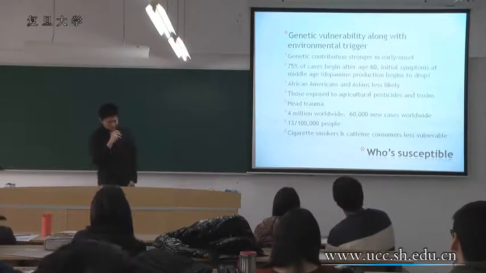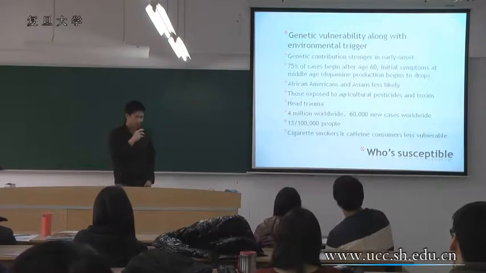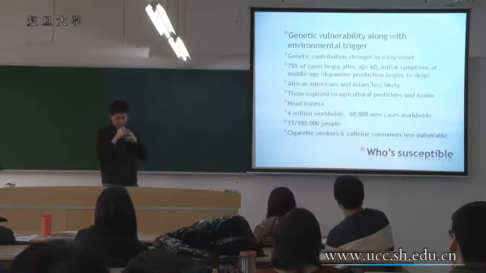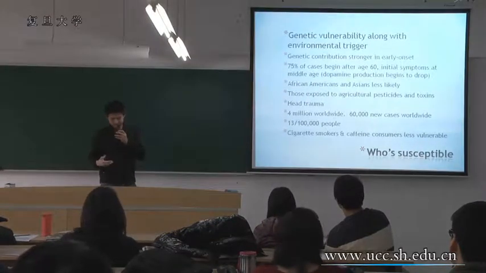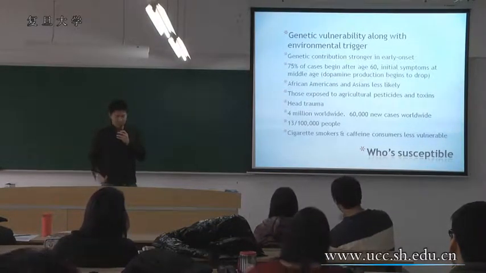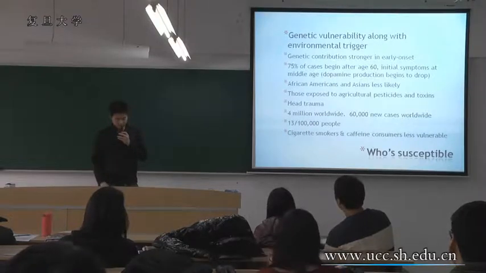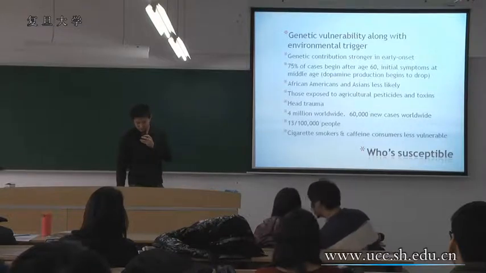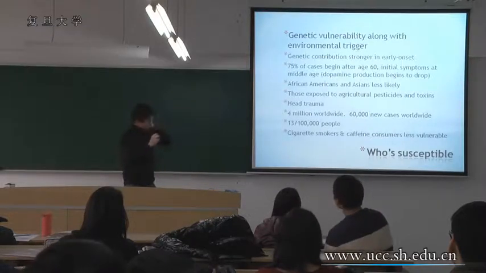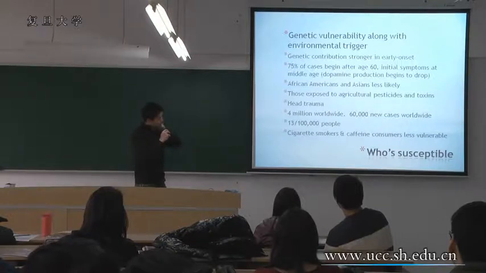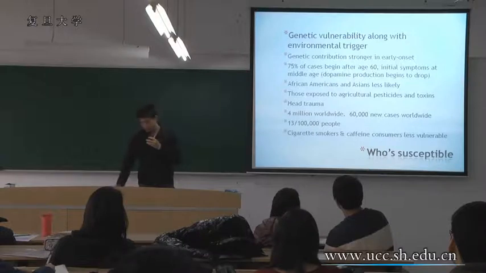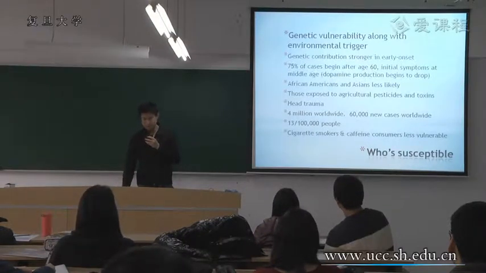The reason for that has to do with dopamine, which we'll talk about later. Cigarettes make your brain produce more dopamine, I think. So that's one of the reasons why it prevents Parkinson's. There are 4 million people worldwide and 60,000 new cases each year, and your odds of getting it are 13 in 100,000 people.